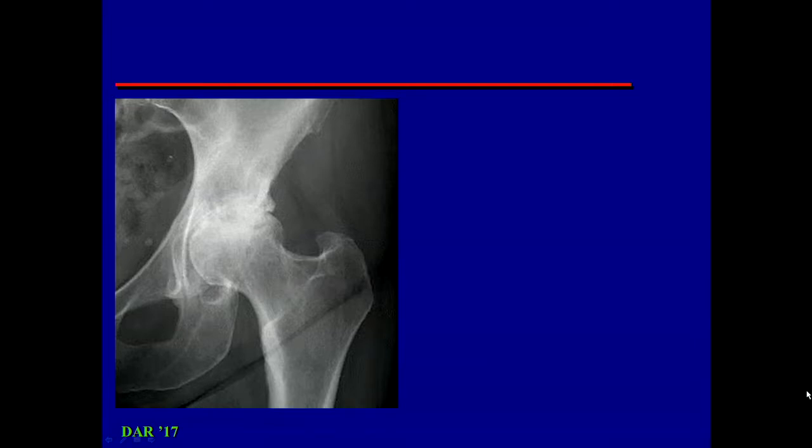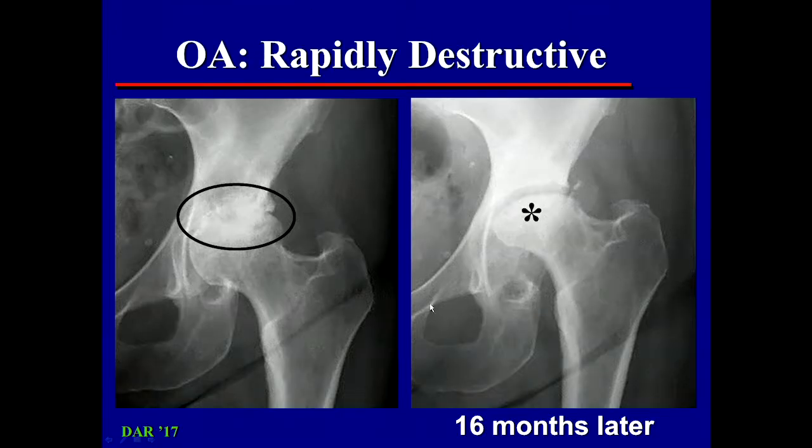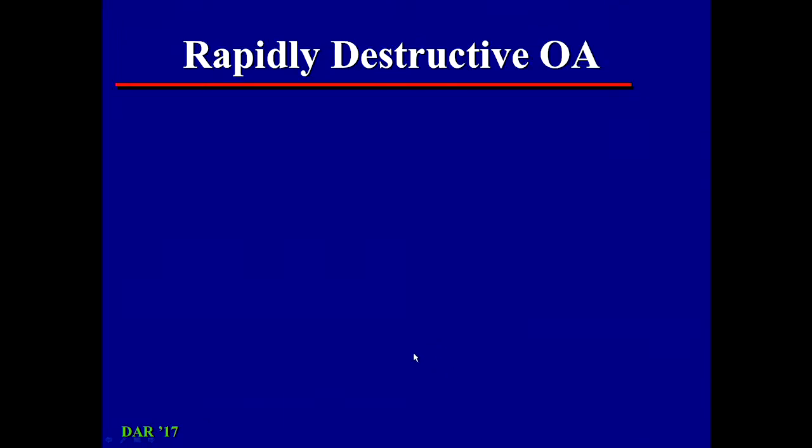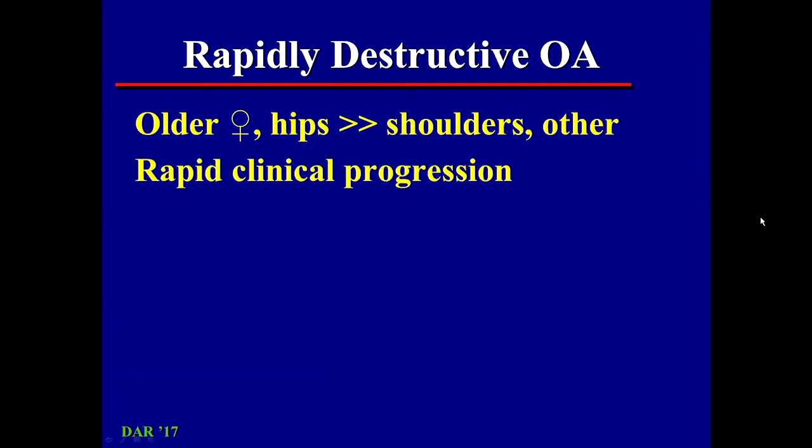Now, there is one form of osteoarthritis where the amount of collapse can be very profound. So here's a patient who clearly has osteoarthritis, right? Non-uniform joint space narrowing, looks okay here, but look at what they look like 16 months later. At this point, the predominant finding now is collapse, that we have lost a lot of bone. And this is a type of osteoarthritis called rapidly destructive osteoarthritis. This is a subform that occurs mostly in older women, most commonly in the hips, though occasionally in the shoulders or other joints.